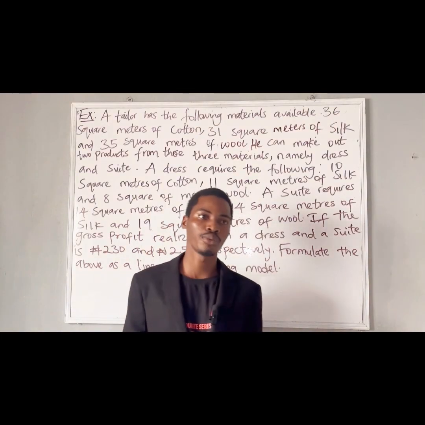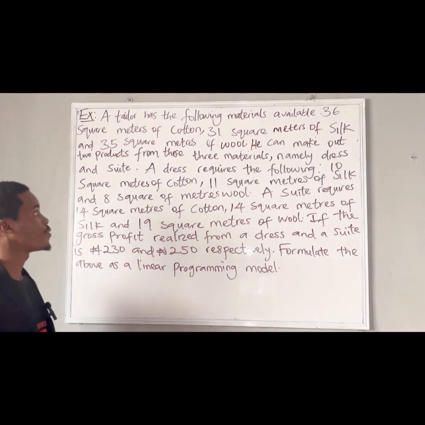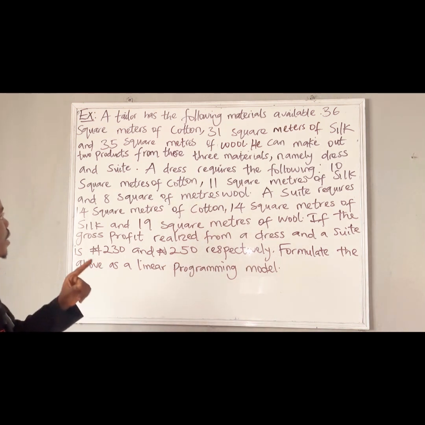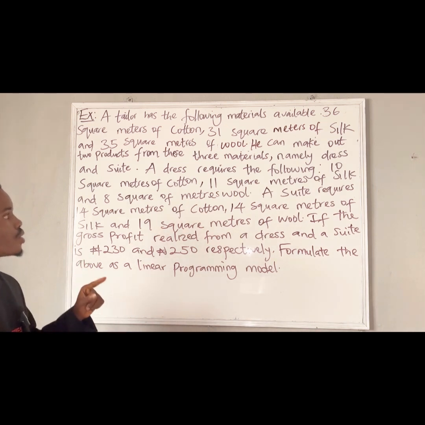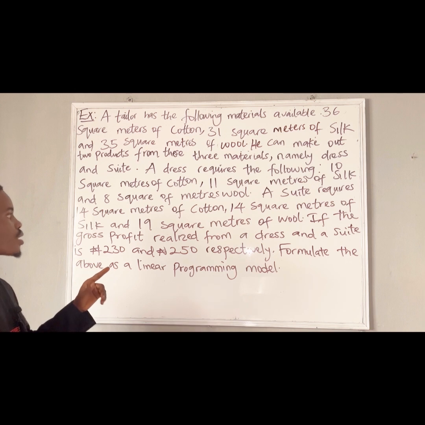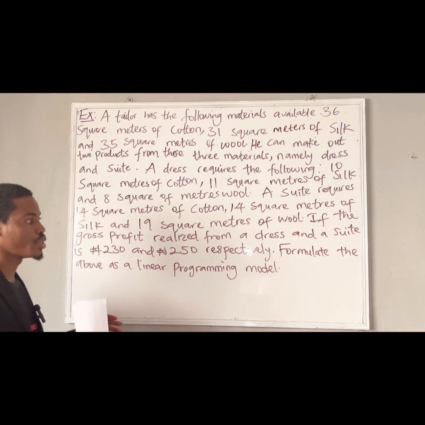Here is an example on linear programming. A tailor has the following material available: 36 square meters of cotton, 31 square meters of zinc, and 35 square meters of wool. He can make two products from these three materials, namely dress and suit. A dress requires the following: 10 square meters of cotton, 11 square meters of zinc, and 8 square meters of wool. A suit requires 14 square meters of cotton, 14 square meters of zinc, and 19 square meters of wool. If the gross profit realized from a dress and suit is 230 naira and 250 naira respectively, formulate the above as a linear programming model.